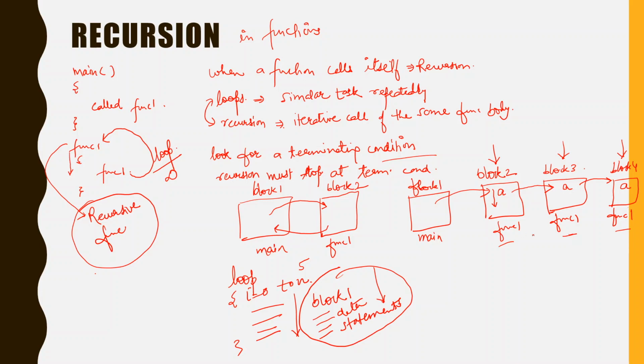But suppose a function goes for 5 recursive calls, then there would be 5 blocks of memory, and 5 different instances of the same variables and statements would be created during the recursion. Now, when the recursion reaches the terminating condition, it means there is no further level of recursion.